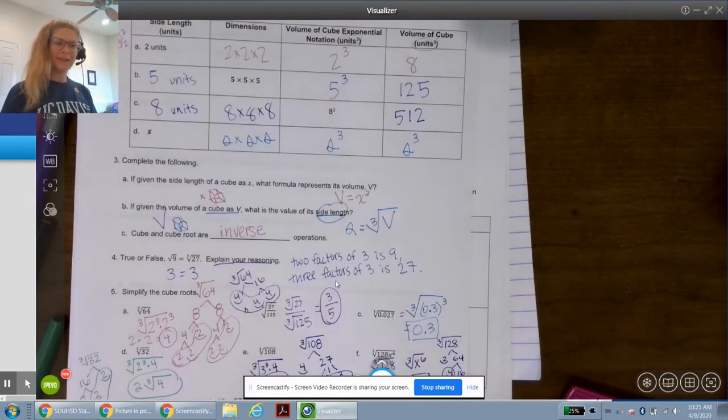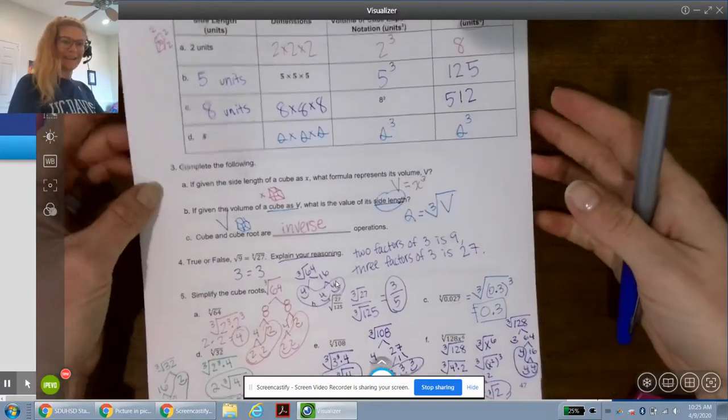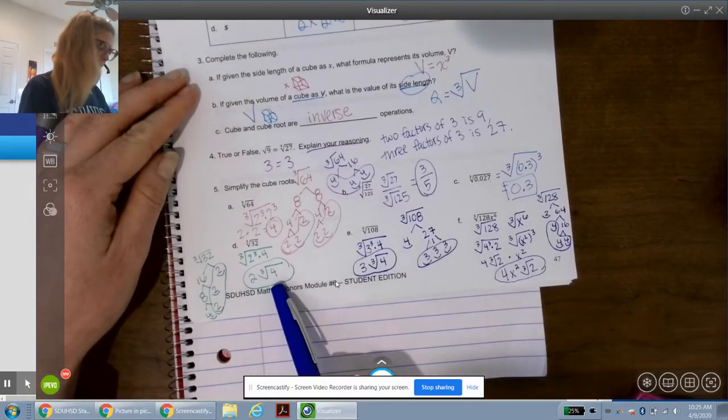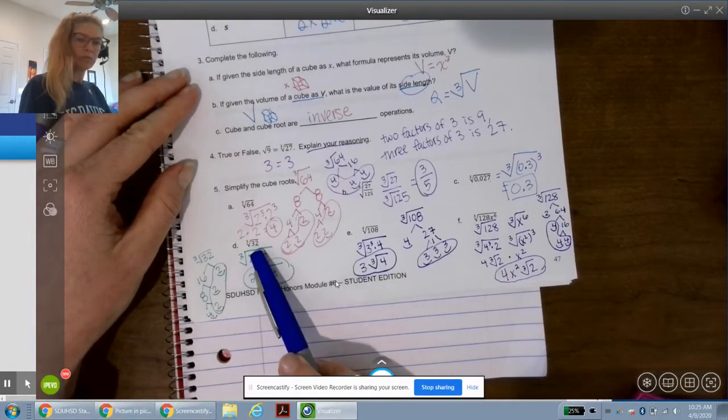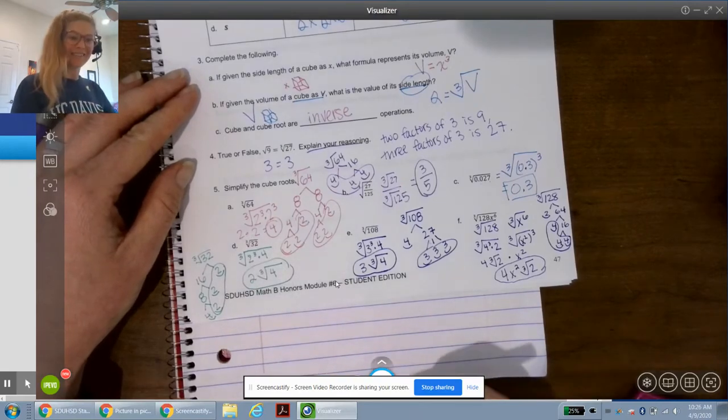Okay, so let's see how we did on D, E, and F. Taking a look at D, you should have gotten 2 cube root 4. So when I look at the cube root of 32, remember cube and cube roots are inverse operations.